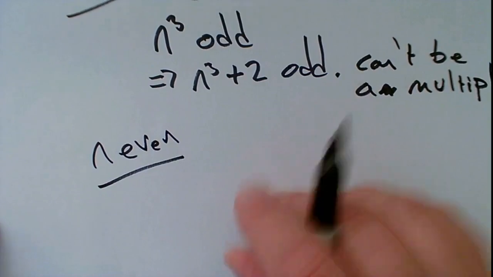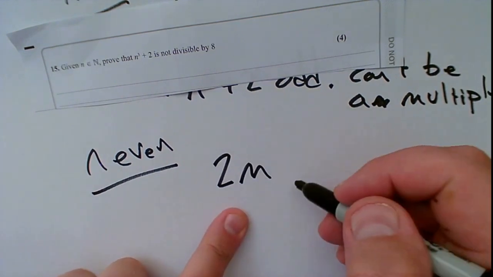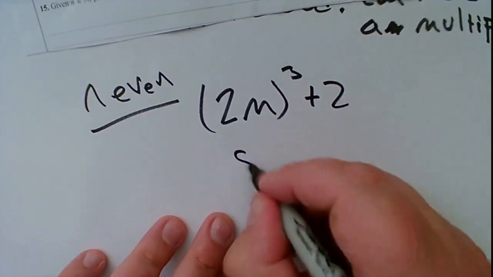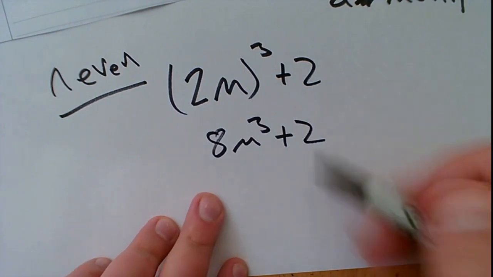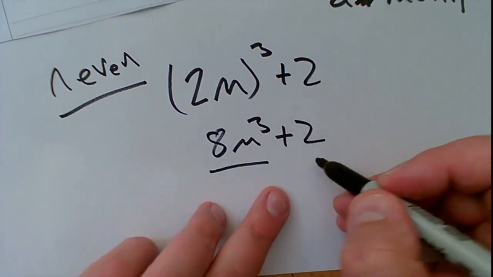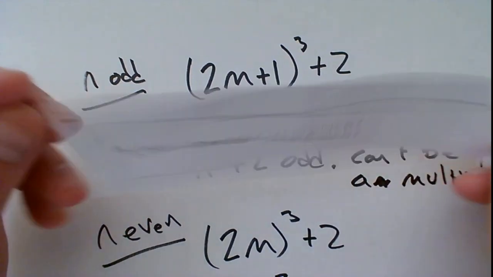The other case: there must exist some m so that n could be written as 2m. And again, you could write that as n cubed plus 2 and just see what happens, what you get in this case. This is a slightly different argument here. You're just saying 8m cubed is a multiple of 8, and therefore 8m cubed plus 2 cannot be a multiple of 8. So that's how we were expected to do it.